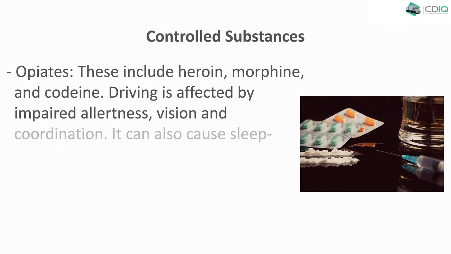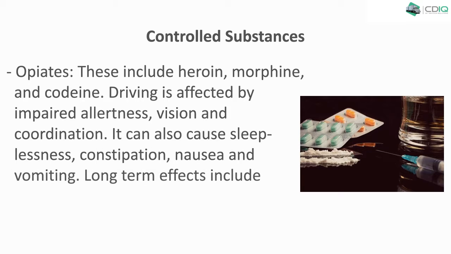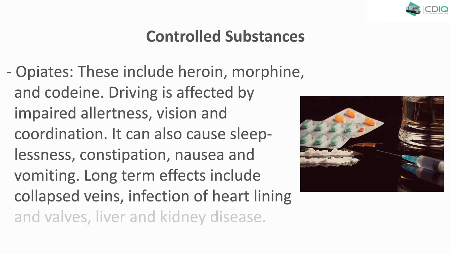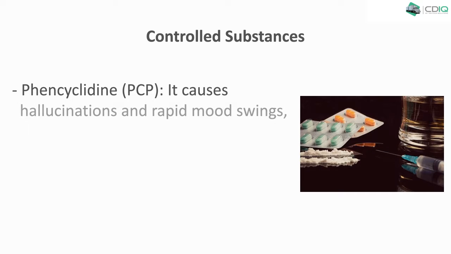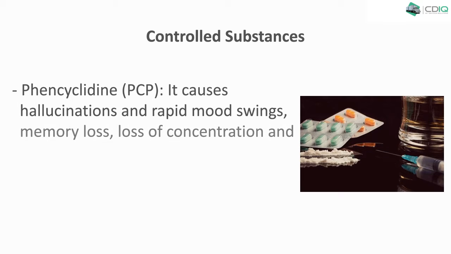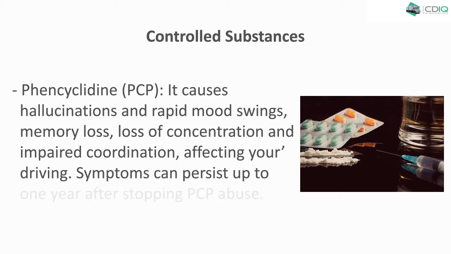Opiates. These include heroin, morphine, and codeine. Driving is affected by impaired alertness, vision, and coordination. It can also cause sleeplessness, constipation, nausea, and vomiting. Long-term effects include collapsed veins, infection of heart lining and valves, liver and kidney disease. Phencyclidine. It causes hallucinations and rapid mood swings, memory loss, loss of concentration, and impaired coordination, affecting your driving. Symptoms can persist up to 1 year after stopping PCP abuse.